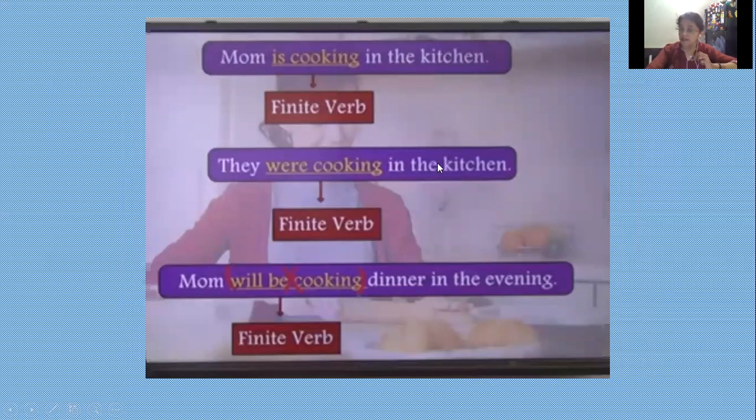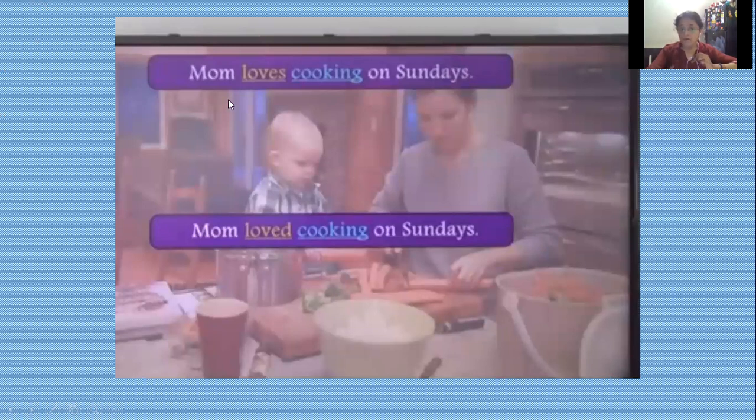Here, they were cooking in the kitchen. Again, it's a finite verb, and it's the past continuous. Will be cooking is in the future continuous, and it is also a finite verb. Here, mom loves cooking on Sundays. Now we are using loves and we're using cooking also. There are two types of verbs. In the second sentence again, one is in past tense and another one is not. But in both these sentences there is one thing in common: the other verb, cooking, is the same. Loves is changing according to mom, and loved according to the tense.